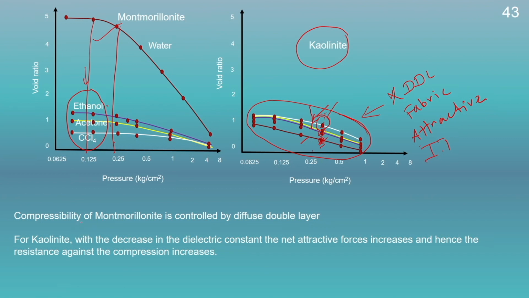So, here we can conclude the compressibility behavior of montmorillonite is controlled by the diffuse double layer thickness. For kaolinite, with the decrease in the dielectric constant, the net attractive forces increase and hence the resistance against compression also increases. And due to the formation of the flocculated structure, the kaolinite mineral in the presence of a low dielectric constant pore fluid will have a higher value of void ratio in comparison to a pore fluid with a higher value of dielectric constant.